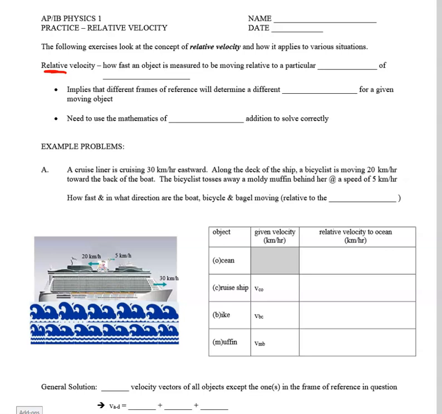All right, in this tutorial, we're going to look at a concept called relative velocity, which basically looks at how you determine how fast something is moving from different frames of reference. Most of the time, if you remember, we assume a frame of reference is the ground, and you say something is moving this fast. Implied in that is the ground.